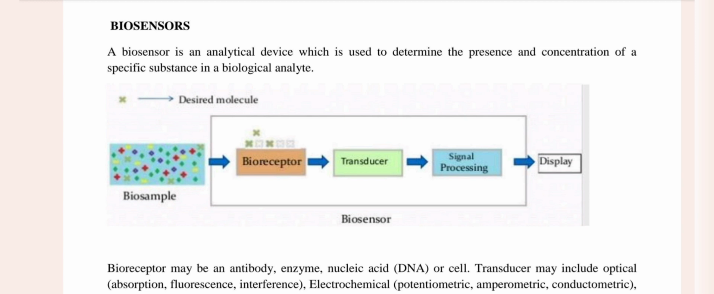A typical biosensor scheme is represented here. It consists of a biological sample or biosample. Here the desired molecule whose presence and concentration we need to determine is the substance marked as X. A bioreceptor is present in the biosensor. This bioreceptor specifically identifies or specifically binds that particular desired molecule. This is further identified by the transducer and then processed into a signal, so it is shown in the display.